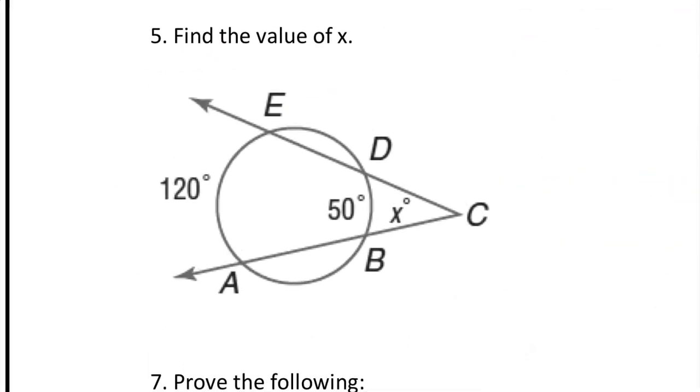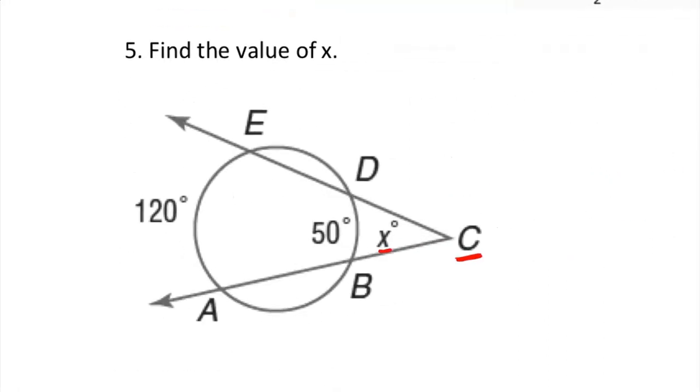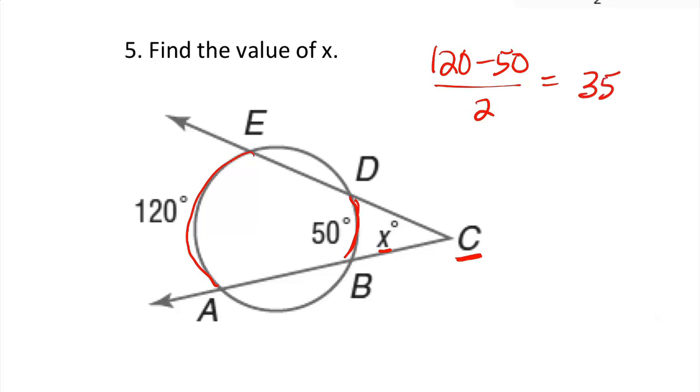So I haven't shown you an example yet, but maybe you get the idea. Pause the video and see if you can find the value of x. So to find the measure of angle C, which is the value of x, we take the difference of the arcs. So that's 120, this is 50. 120 minus 50, and divide by 2. That's 70 over 2. So the angle is 35 degrees. That's all that theorem says.